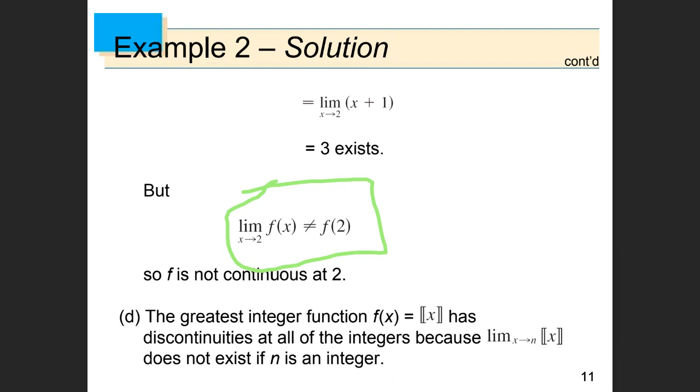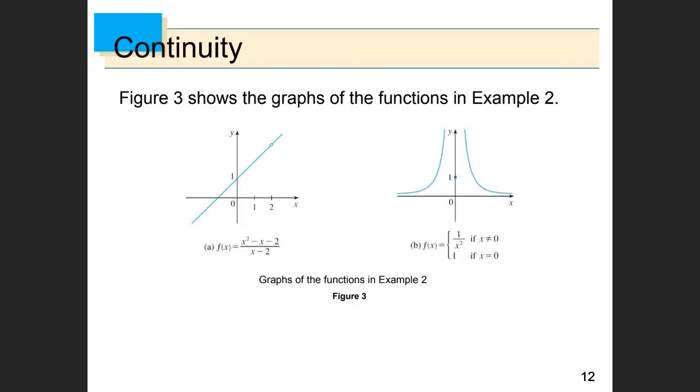Now, the greatest integer function I've already mentioned is always discontinuous. It's discontinuous for all integers because the limit from the left and the right will always be different. So in that case, it will always be discontinuous. Look at the first one there. You see there you have the discontinuity. There's an open dot there. Automatically, when we see an open dot, that means it's discontinuous at 2 because f of 2 is not defined.